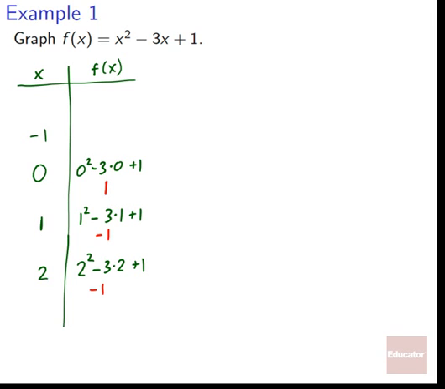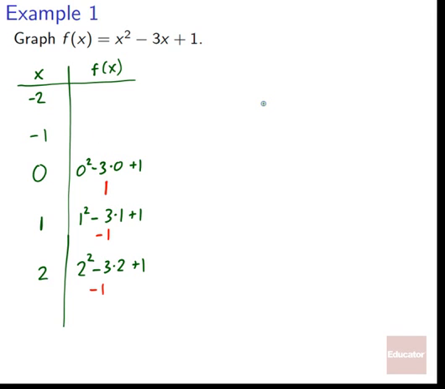Negative 1 squared minus 3 times negative 1 plus 1. That'll get us positive 1. We plug in negative 2. Negative 2 squared minus 3 times negative 2 plus 1. Negative 2 squared gets us 4. Minus 3 times negative 2 gets us negative 2. Sorry. Whoops.